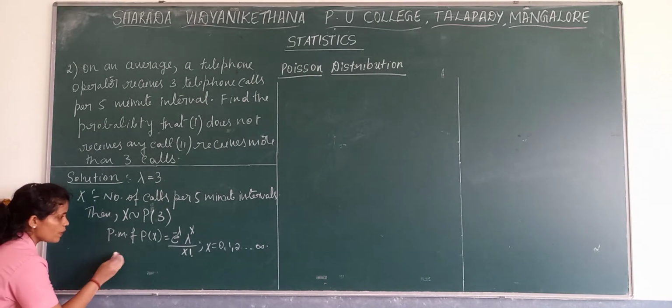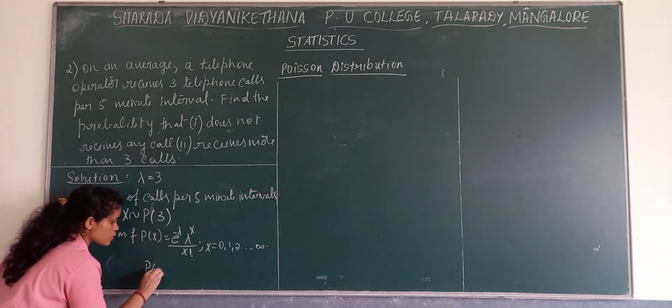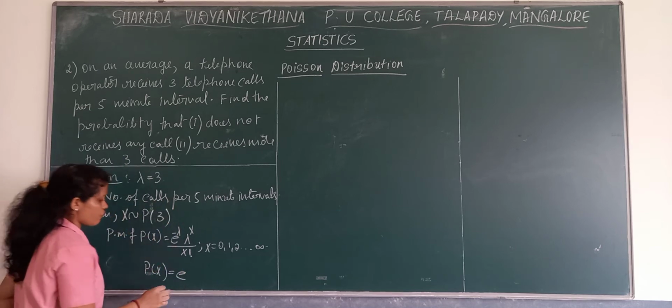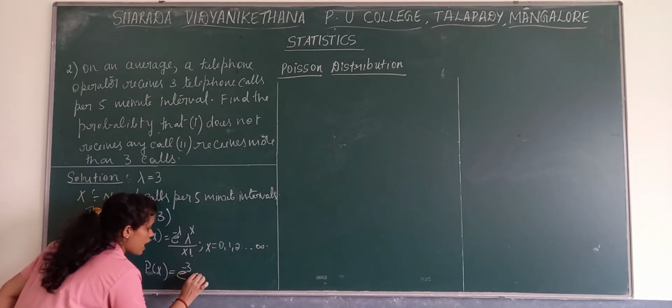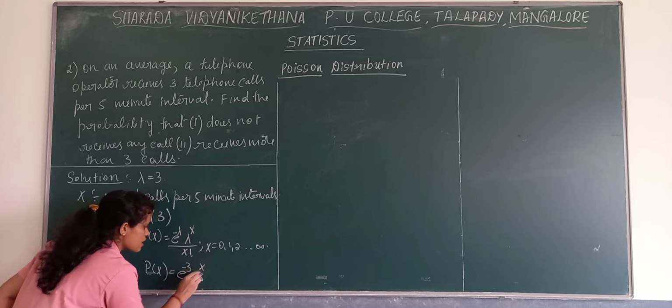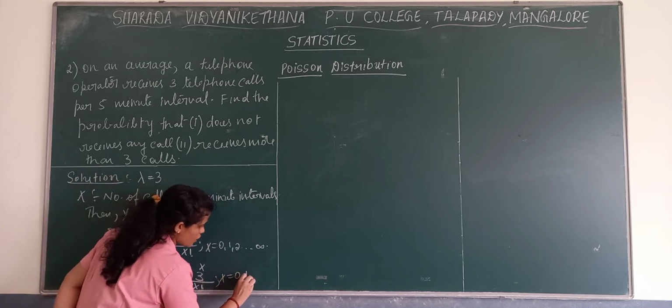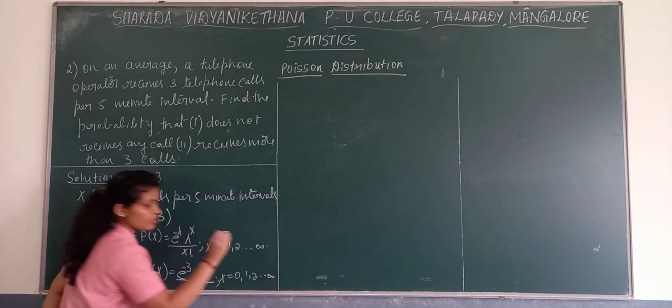Then the probability mass function according to this problem, p of x is equal to e to the power, what is the lambda value? Minus 3, and lambda to the power x divided by x factorial, and x is equal to 0, 1, 2 till infinity.